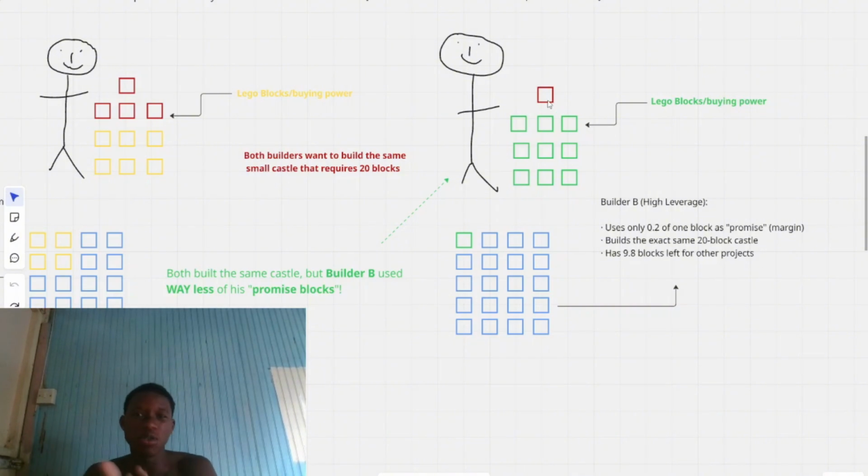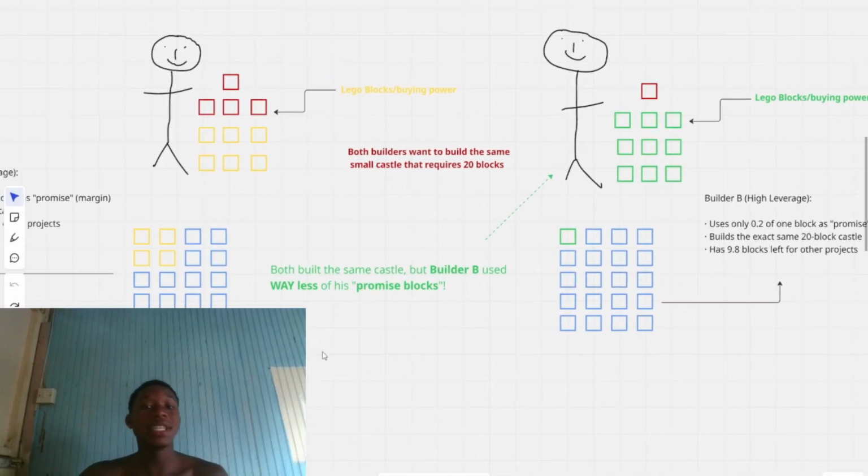0.2. I cannot show it in a visual, so we're just going to use one block, right? That's the block he promised, and that's the block he promised down there, and those are the blocks you get from Diddy. So both build the same castle, but Builder B used way less of his promise blocks. Now we're going to get into why that's important.